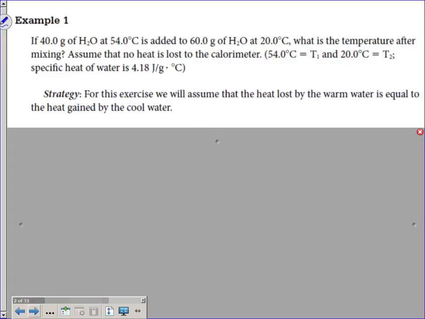All right, so on this one, tell me your process of thinking: how do you account for this difference in heat? So you have 40 grams at 54 degrees and 60 grams at 20 degrees C. What's the temperature of that? It's going to be the final temperature upon mixing. Who has an idea of how to get started here?